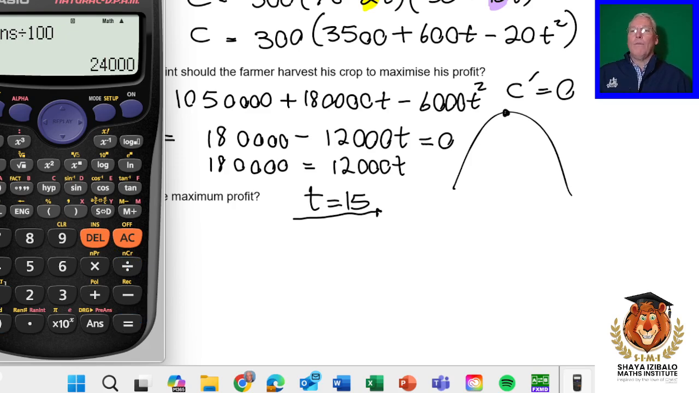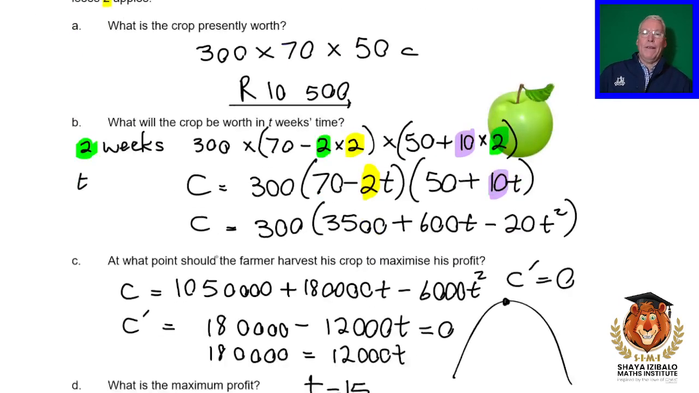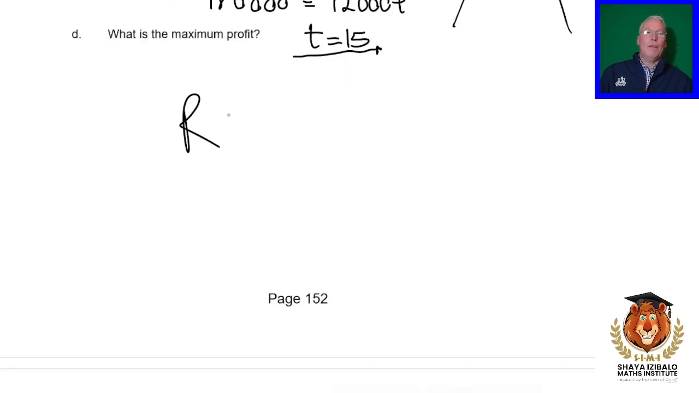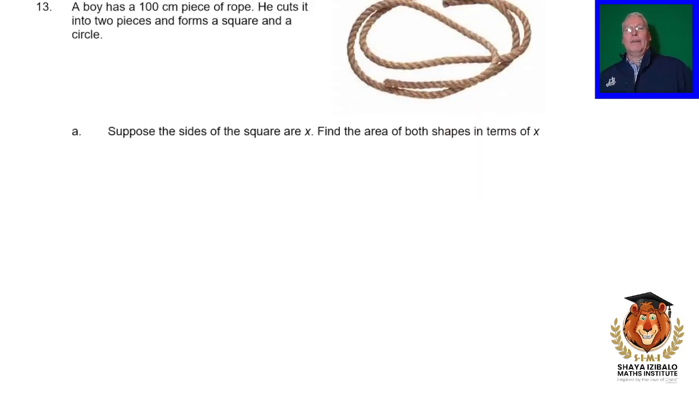And we get 24,000 rand. Okay, so the crop is worth 10,500 rand today. But if we wait, it will be worth 24,000 rand. Okay, and again, calculus helps us to calculate that. Right, let's look now at this question here.